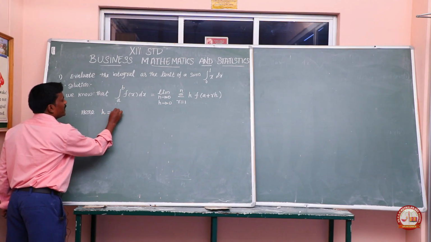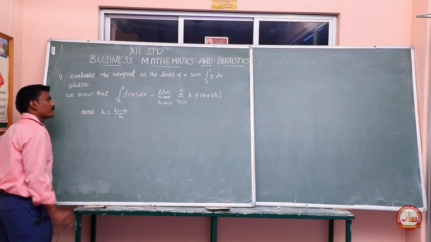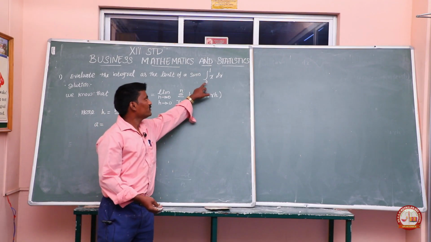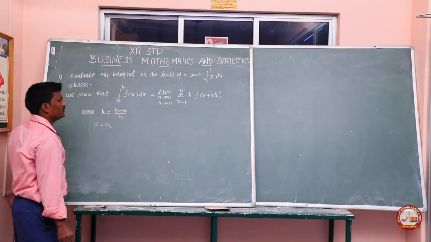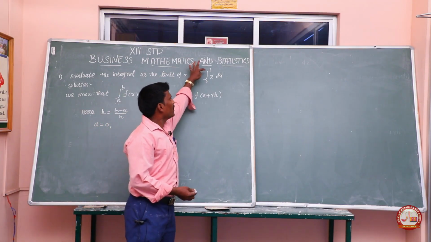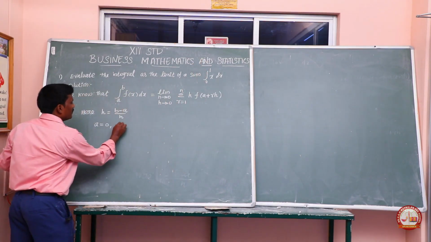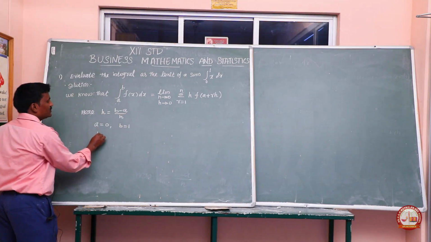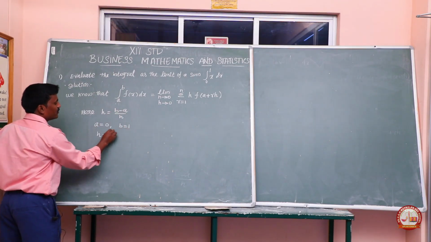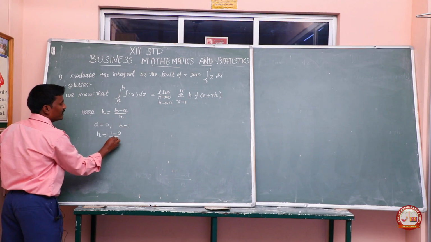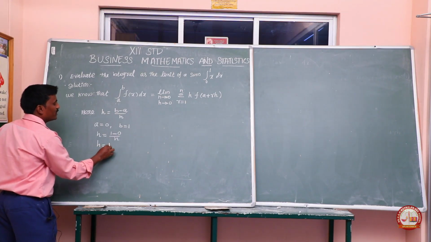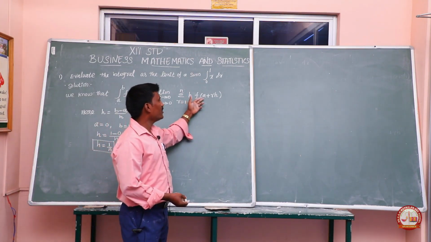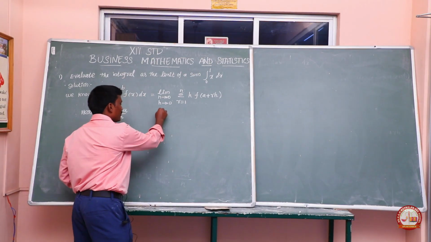Here h equals b minus a by n. Here a is lower limit, therefore the lower limit value is 0. Next, the upper limit value is 1, therefore b equals 1. Next, to find the value of h equals b minus a, here b equals 1 minus a equals 0, by n, therefore h equals 1 by n. Next, to find the value of f of a plus r h.